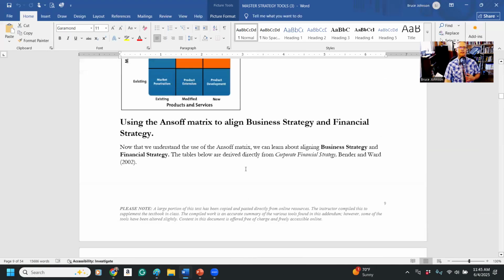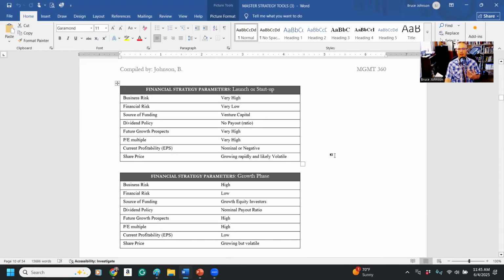Okay, now this gets us into what I call aligning business strategy and financial strategy. This is the thing that I do quite a bit differently than most other business instructors. And to me, it is one you must know if you're getting a degree in business.